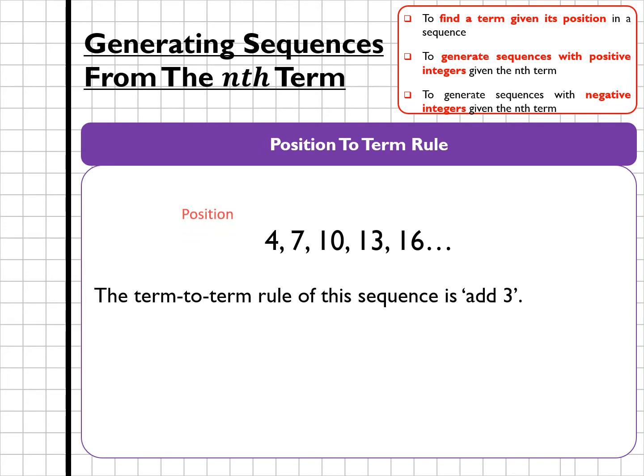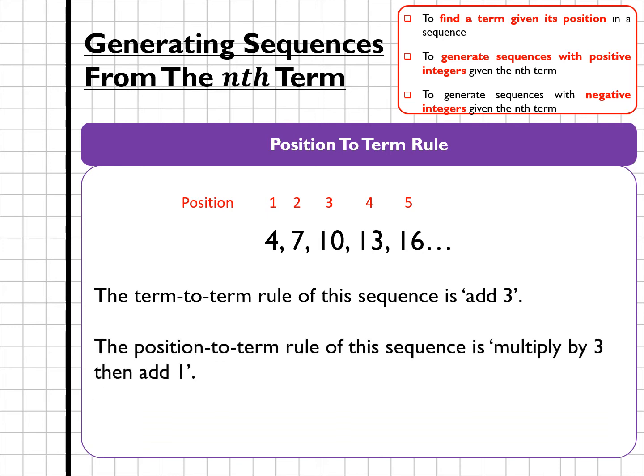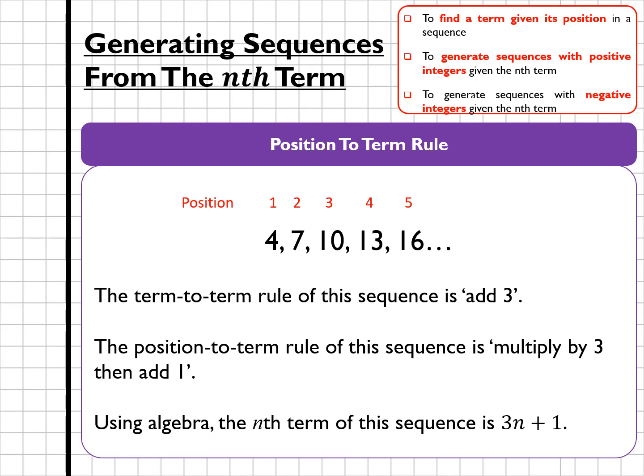Now the position is just the number it is in the order of the sequence. So for example, 4 is position 1, 7 is position 2, 10 is position 3. Now the rule for this sequence, when I'm looking at the position-to-term rule, is multiply by 3, then add 1. So if you look, 1 times 3 is 3, add 1 is 4. 2 times 3 is 6, add 1 is 7. Writing that algebraically is called the nth term. And for this sequence, I would write 3n, because that's how I write multiply by 3, and then add 1 at the end.